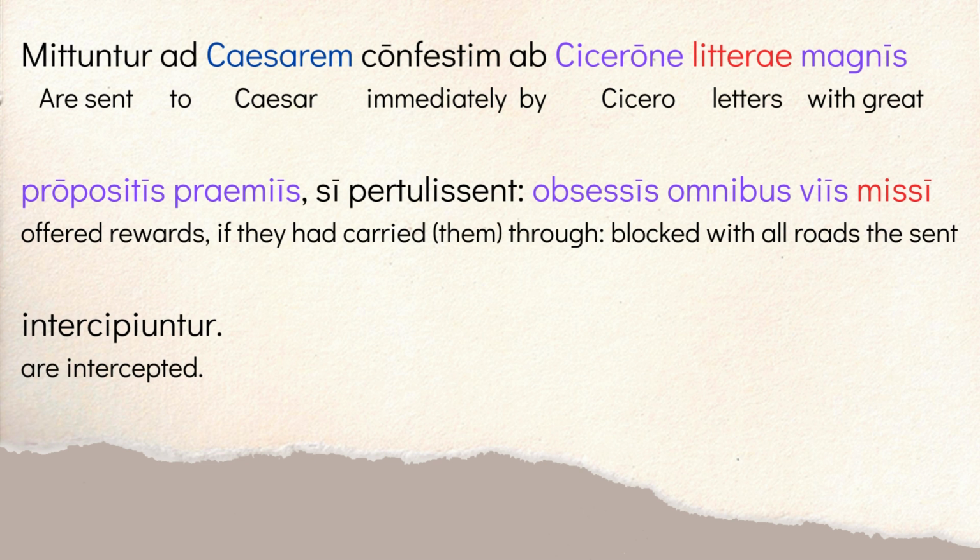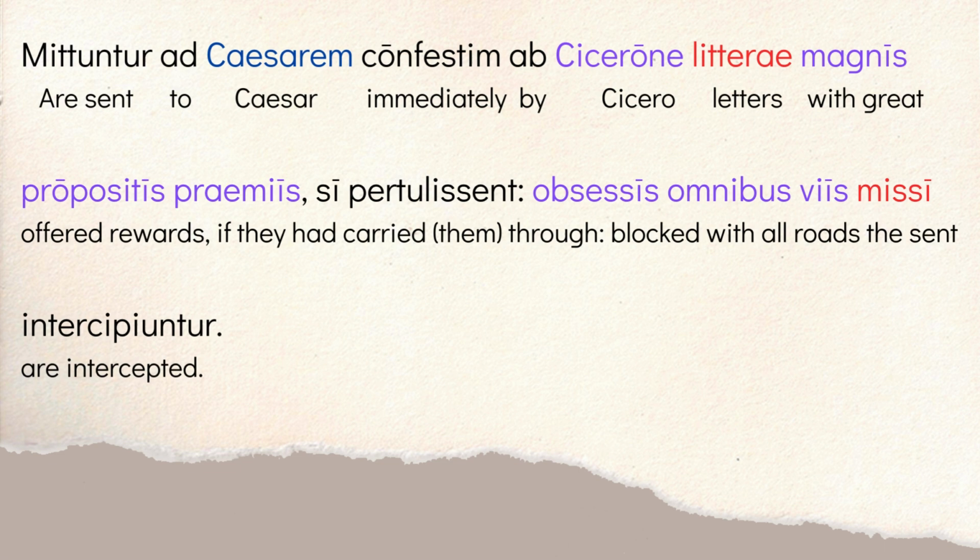Cicero is immediately kind of suspicious of what just happened here. They're being attacked. He's not going to wait to hear that the Gauls... He already thinks this is a problem. And what does he do? He sends out these letters with great rewards, praemiis, right? So magnis praemiis, great rewards having been offered, propositis.